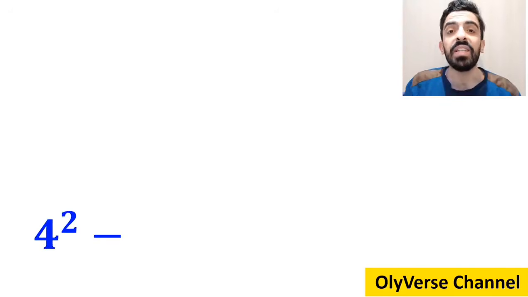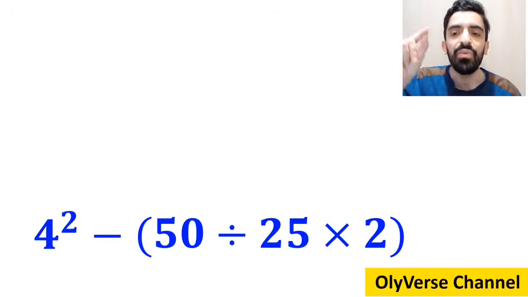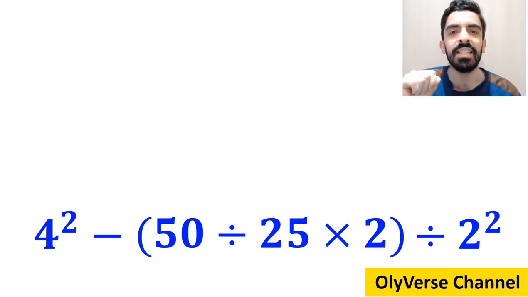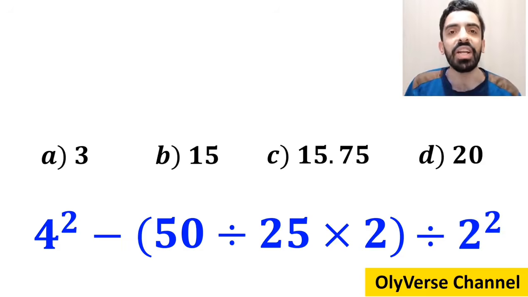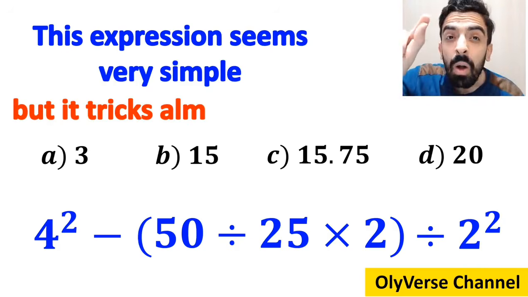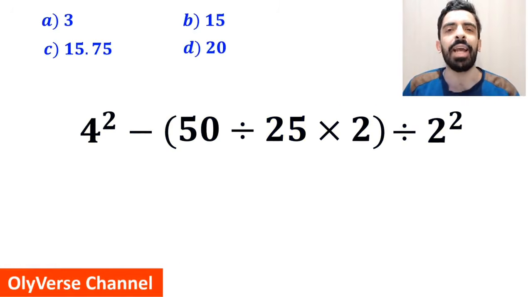What is the value of the expression 4 squared minus (50 divided by 25 times 2), then divided by 2 squared? Which option do you think is the correct answer to this question? This expression seems very simple, but it tricks almost everyone. Let's dive in and break it down step by step together.